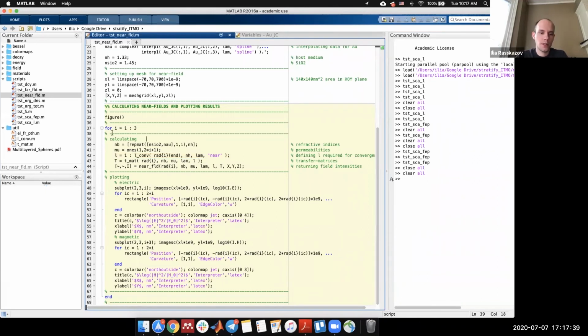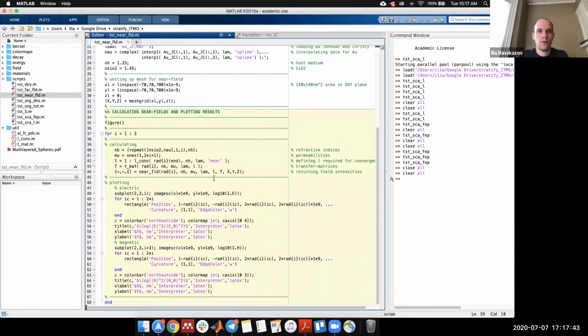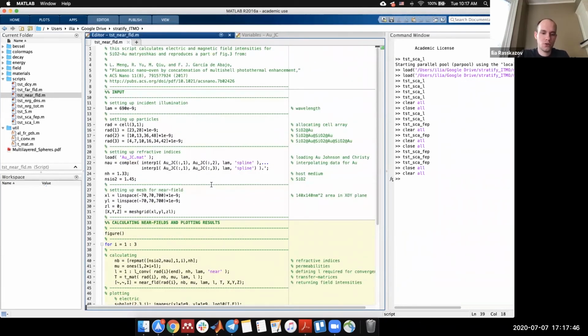So it's gonna take some time. It is the most complicated calculation to get the near field. So let's try to start this, and while it is calculating, I'm going to answer the question about the cylinders.